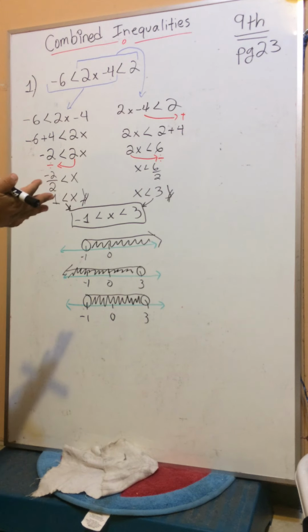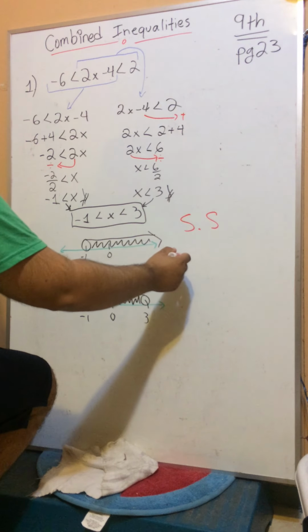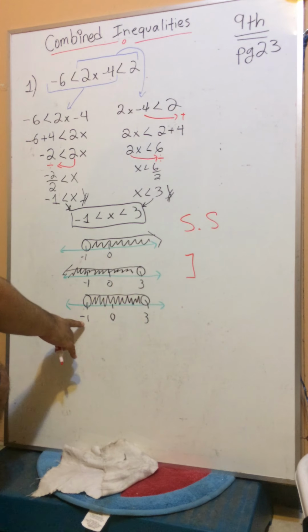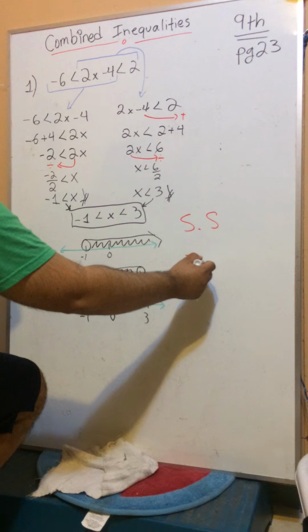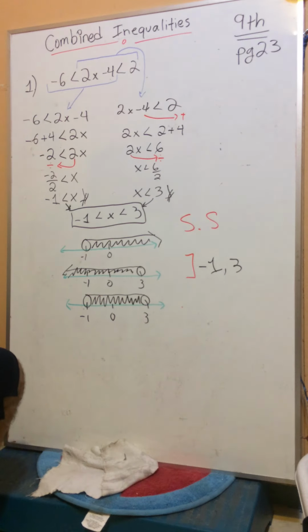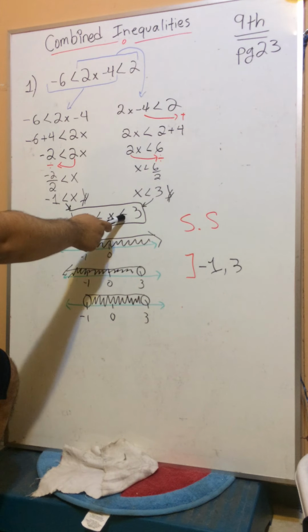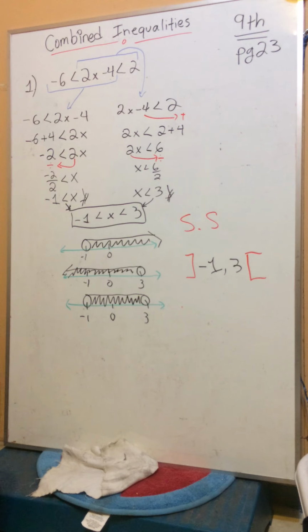Let's review the steps that we were taking. Let's do the solution set. The first point is not included because it's minus 1 and the symbol is greater than. So the solution set is from minus 1 to 3. And is the 3 included? No, because it's less than. So the solution set is all the numbers between minus 1 and 3, where minus 1 and 3 are not included. Here we have the combined inequalities.